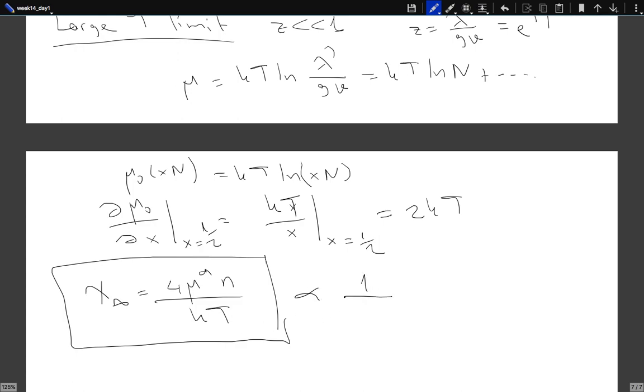Now this 1 over T result was also one result that we had obtained for the classical gas. So now we have the magnetic susceptibility at small temperature, at large temperature, and at small but finite temperature, so you can do whatever you want.